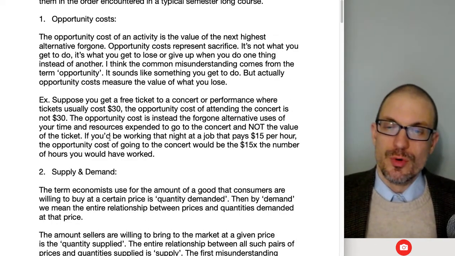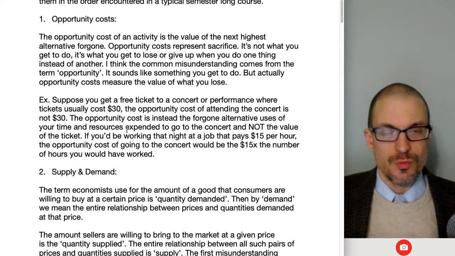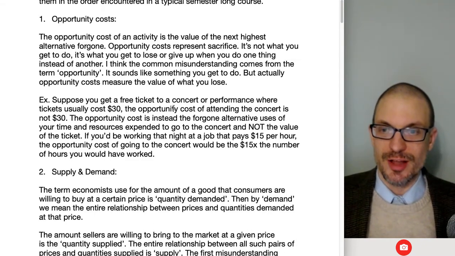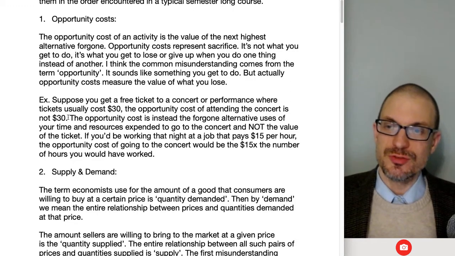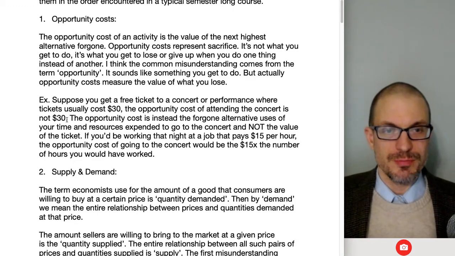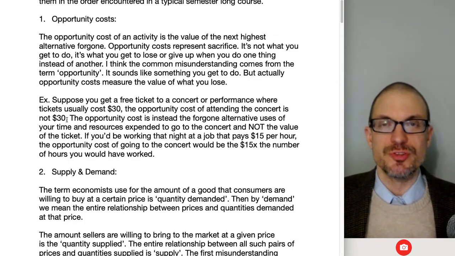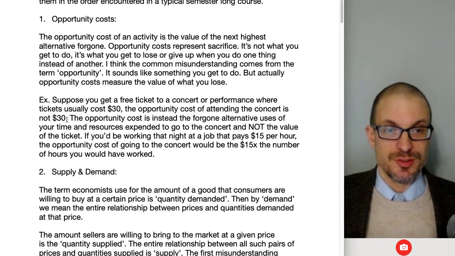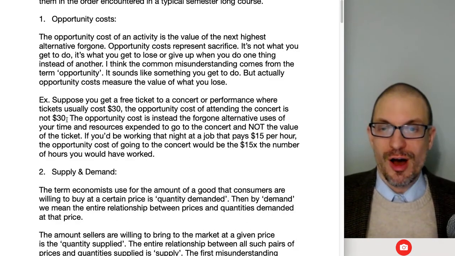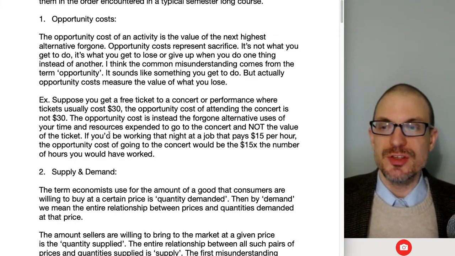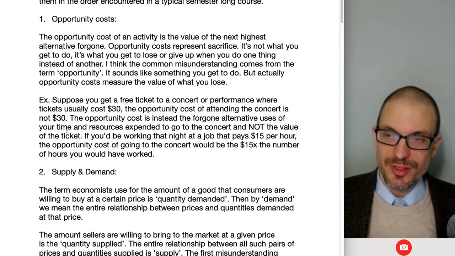And so what we want to think about is the value of your time if you were studying or doing something other than going to this concert. It's not the $30. The $30 is something that you don't have to pay to be able to go to the concert. It certainly makes the cost of attending the concert lower, but it's not an opportunity cost. So opportunity cost is the value of the time foregone. It's not the value of the ticket.